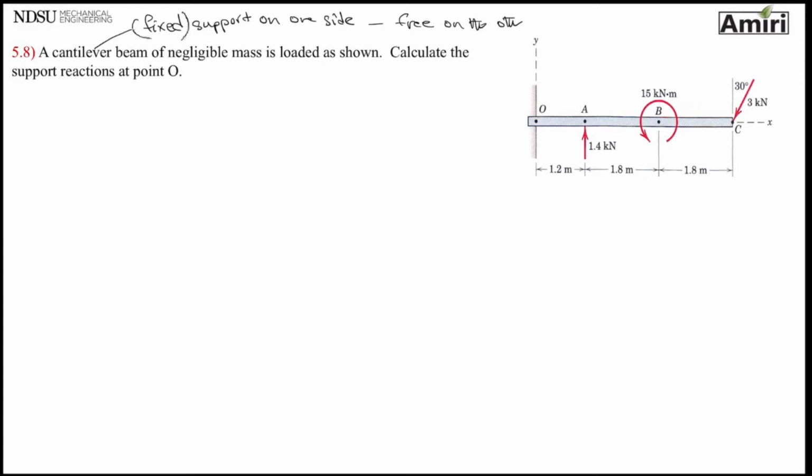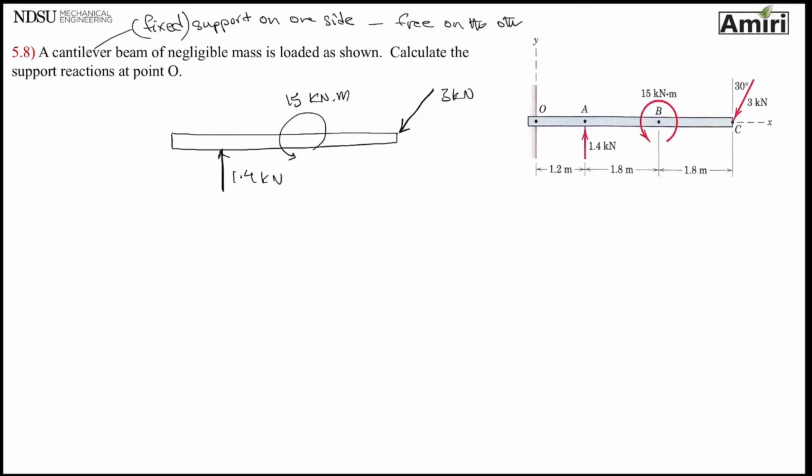Okay, step 1, free body diagram of the beam. So I'm going to remove supports and anything, draw the outline. Then put active forces, or active loading, I should say, 3 kilonewton. I have a moment, which I told you to keep where it is, 1.4 kilonewton. And now point O.